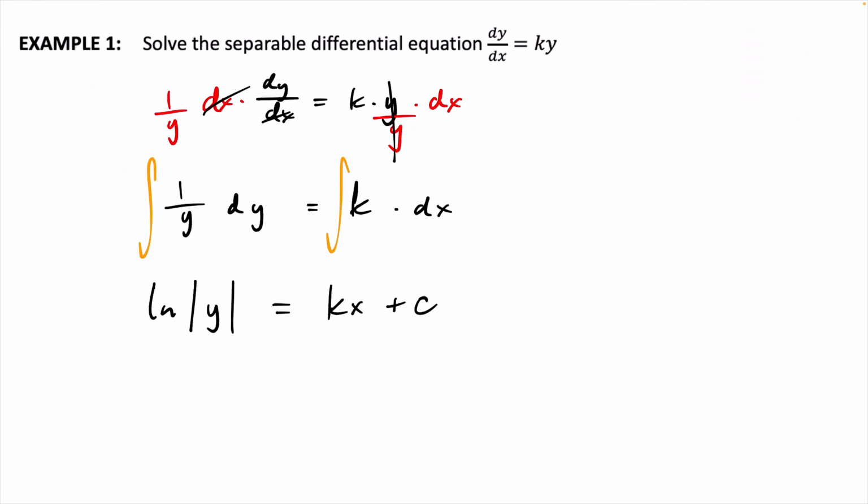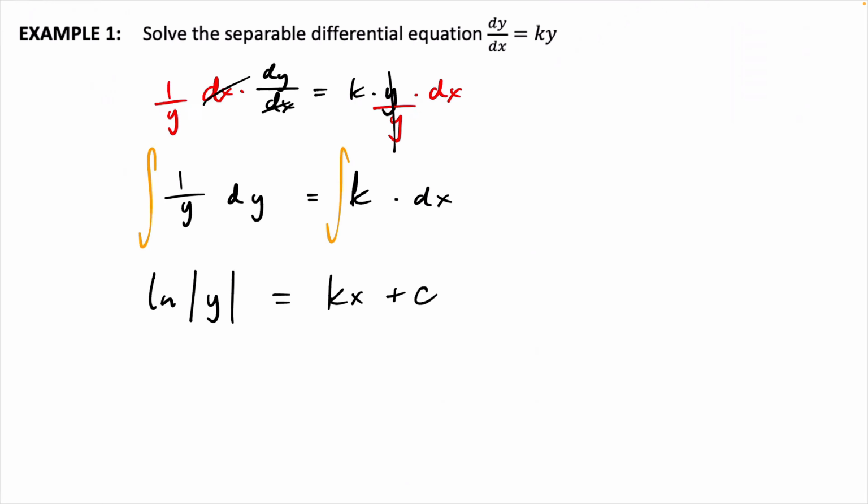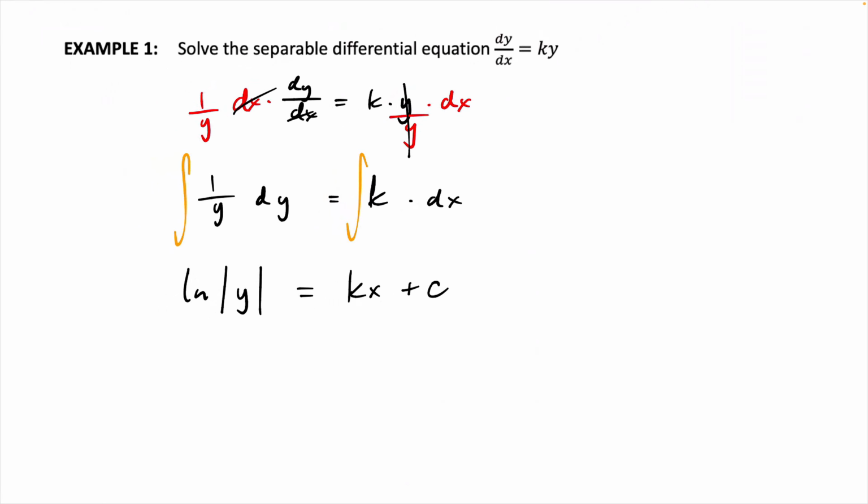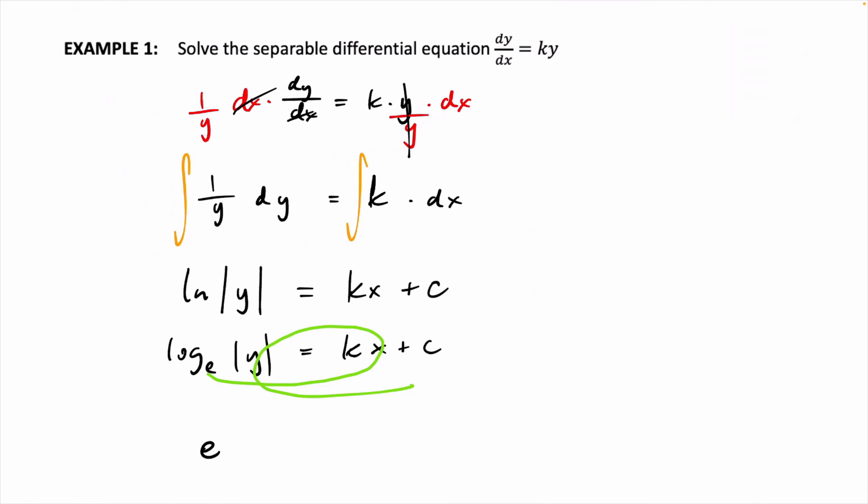And then there was a point, we'd plug it in, right? This one, there is no point. So we got to go to the next step. The next step is solve for y, right? So how do I solve for y? We did this last week. So really, this is log base e of y. That's what natural log means, right? And however you do it, whatever method you use to change this to an exponent, you're going to have e to the kx plus c equals y.